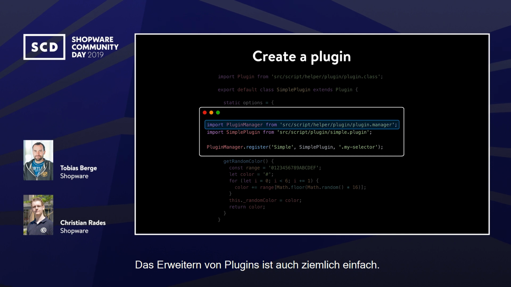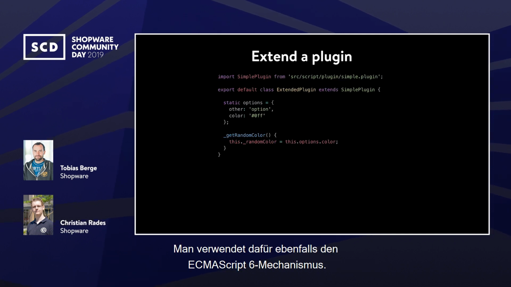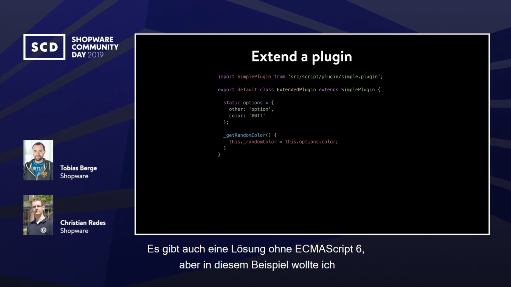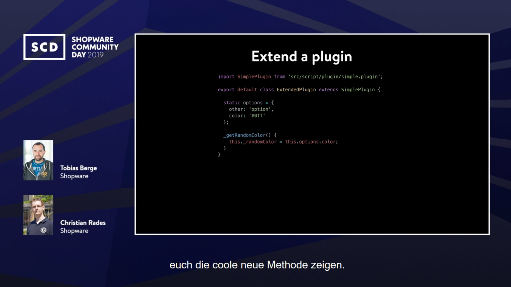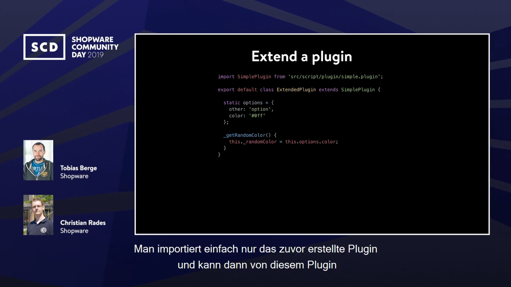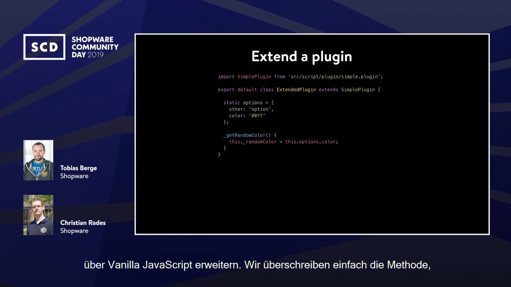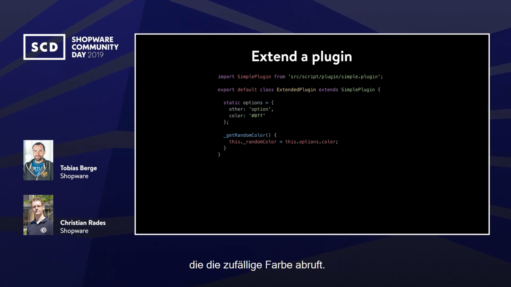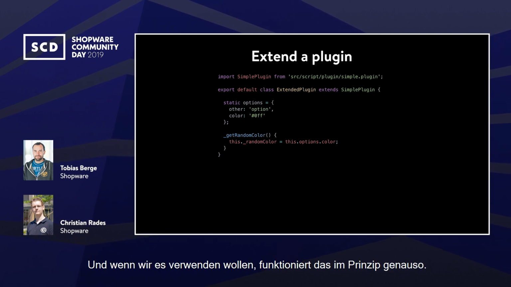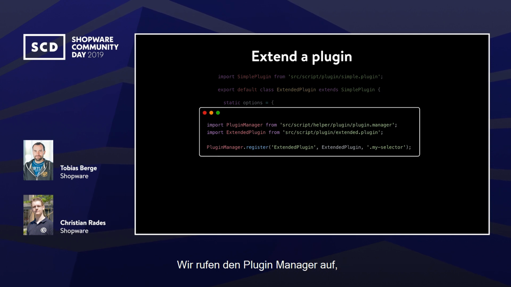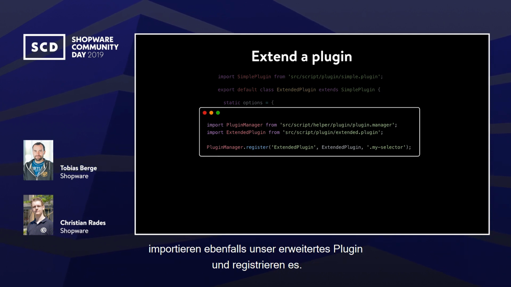When it comes to extending plugins, it's also quite straightforward. You also use the ECMAScript 6 mechanism for this. There's also a solution where you can do it without ECMAScript 6, but in this example I wanted to show you the new and cool way. You basically just import the previously created plugin, and then you can extend from this plugin via vanilla JavaScript. We are basically just overriding the method which gets the random color. If we want to use it, we do exactly the same: we call the plugin manager, import our extended plugin, and register it.